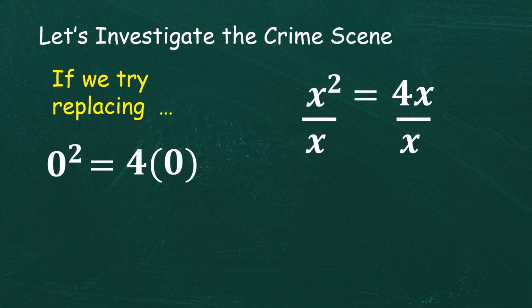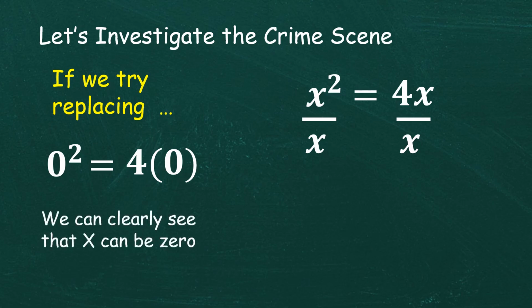On the left, we get 0 squared. On the right, we get 4 multiplied by 0. That gives us 0 equals 0. The equation is perfectly true. So 0 wasn't an intruder. It was a completely valid solution hiding in plain sight.